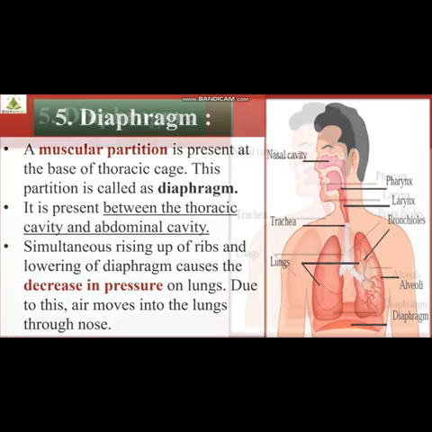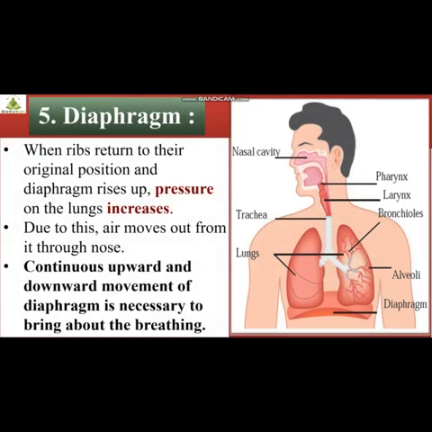Next, let us see. When ribs return to their original position and diaphragm rises up, pressure on the lungs increases. So previously I talked about inhalation, when you are taking air inside the lungs. At that time the diaphragm lowers down and the ribs rise up. Now here, as you see, it's been opposite. It is like opposite to this.